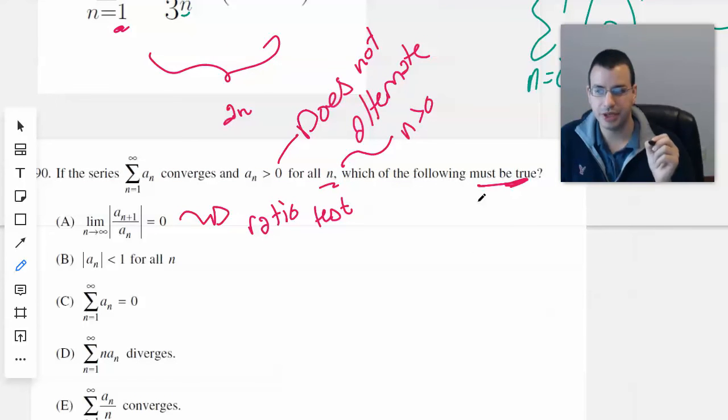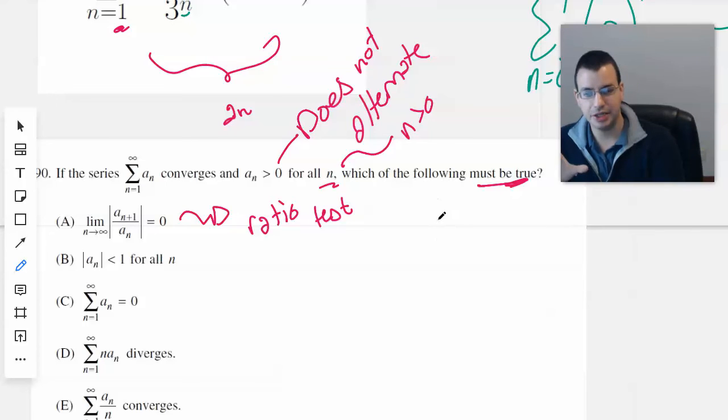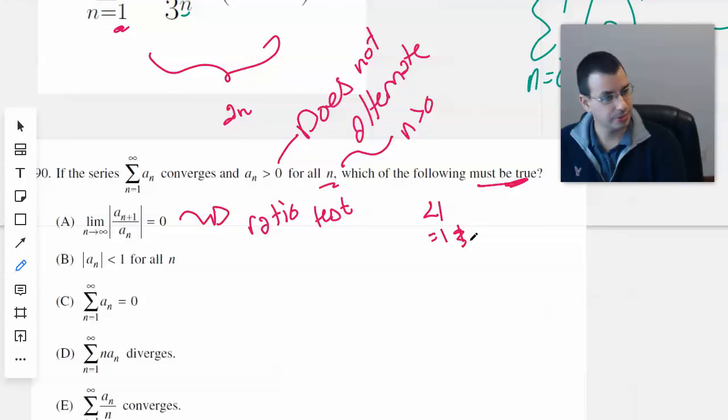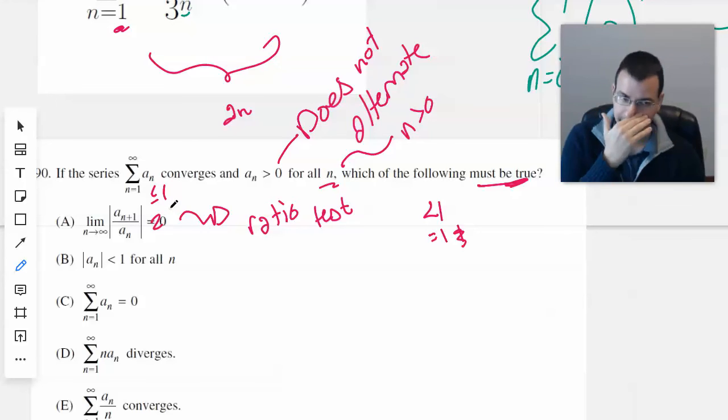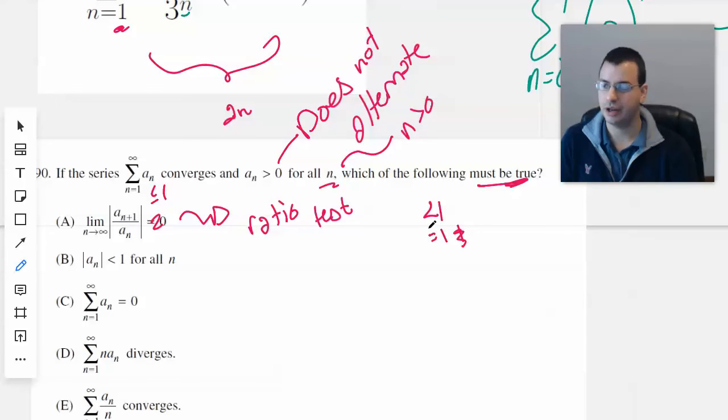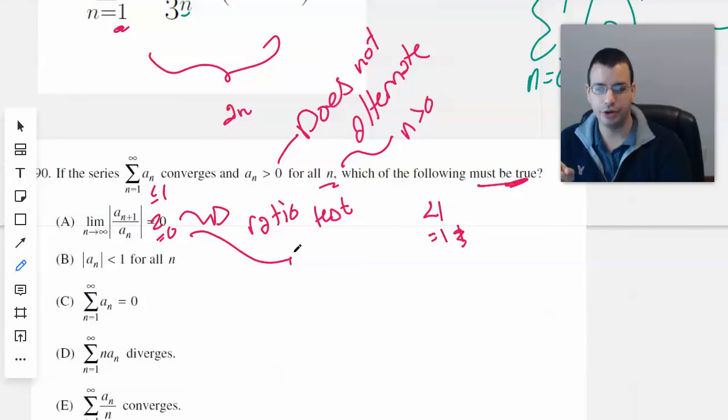So for something to converge, if the ratio test gives a value less than 1, then we know it converges. But if the ratio test equals 1, sometimes it will converge. So if this question was less than or equal to 1, then that would be true. But that's not what they asked. They said equals 0, which is wrong. Nope. So if you take the limit as n approaches infinity for this, you'd have to get less than or equal to 1 for it to possibly converge.